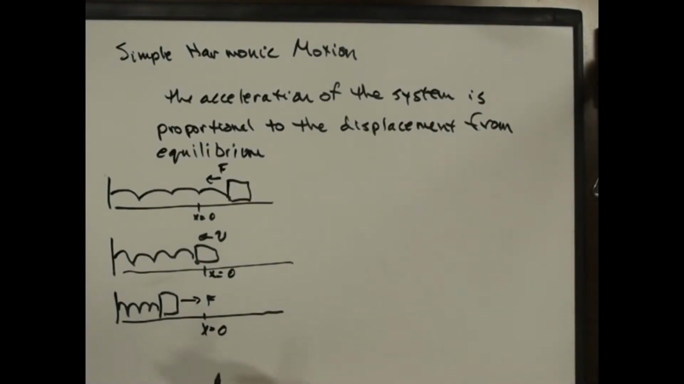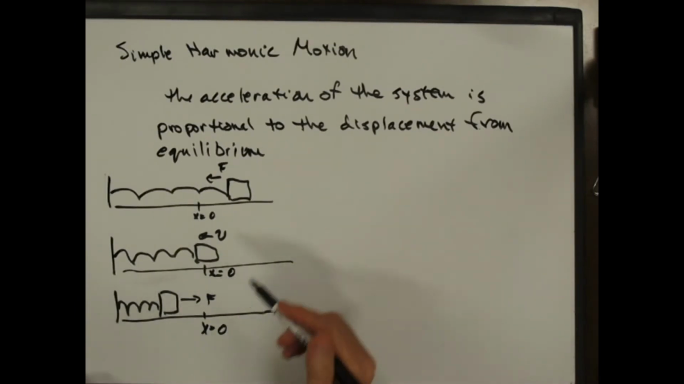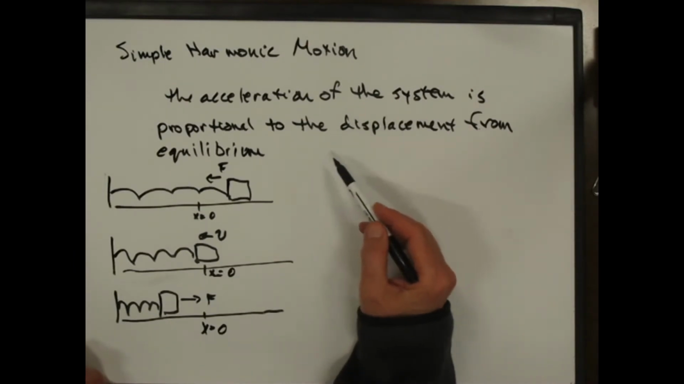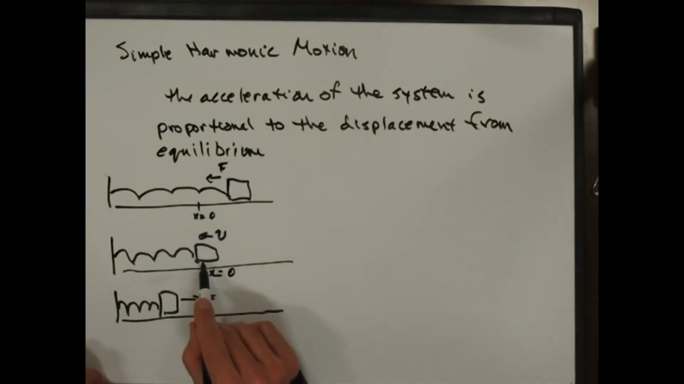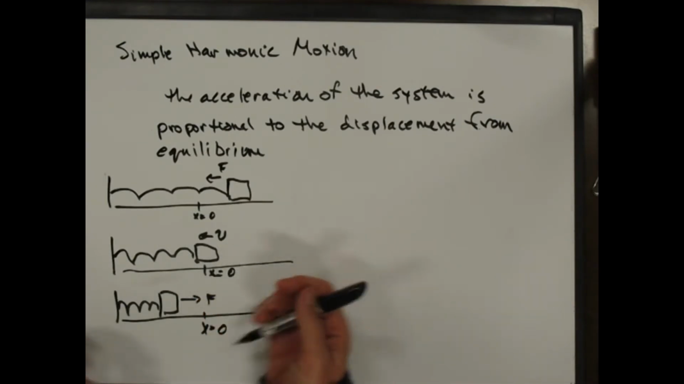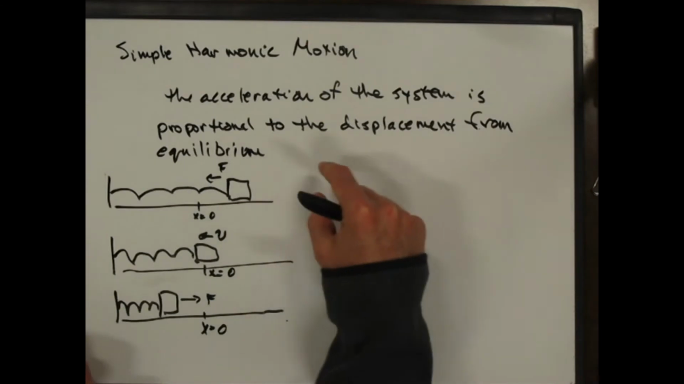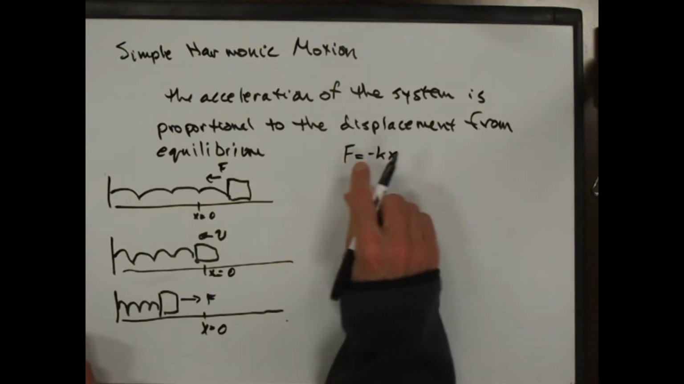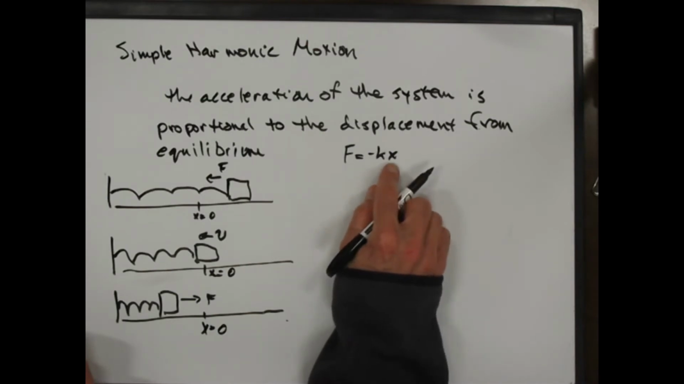So let's start talking about simple harmonic motion. Harmonic motion is just oscillatory motion, basically. Simple harmonic motion specifically means the acceleration of the system is proportional to the displacement from equilibrium. That is to say, for example, if you have a spring in its equilibrium position, then the force either pushing this way if you squish it or pushing this way if you stretch it is proportional to how far it's stretched or squished. This is Hooke's law, right? The acceleration, which comes from the net force, is proportional to the displacement.